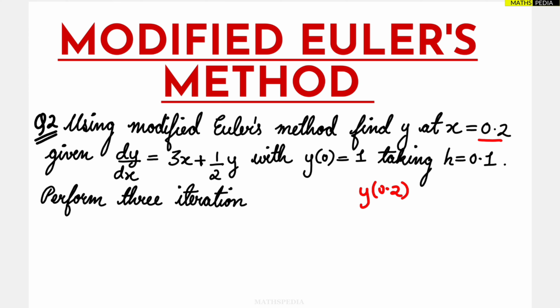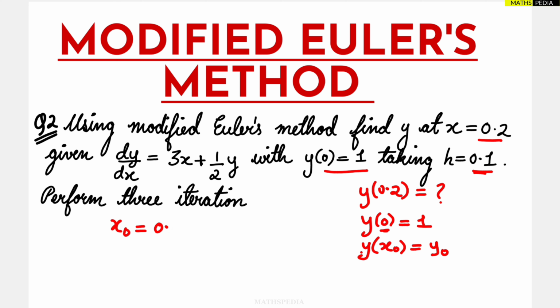Simple logic. Now if I have to find this value, what is the step size given? Step size is 0.1. So I can take the step only 0.1. What is the initial condition they have provided? Initial condition says y of 0 is equal to 1. If you compare it, y of x naught is equal to y naught. Now x naught is the part inside the bracket, which is 0. That means the initial stage of x is 0.